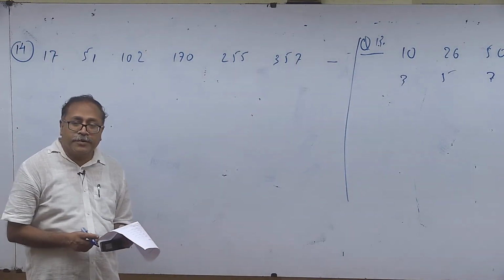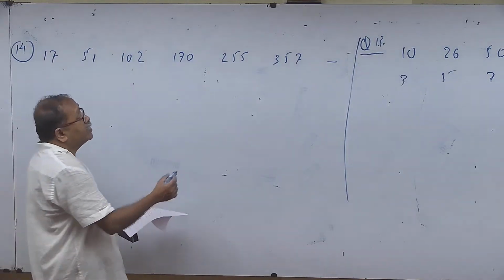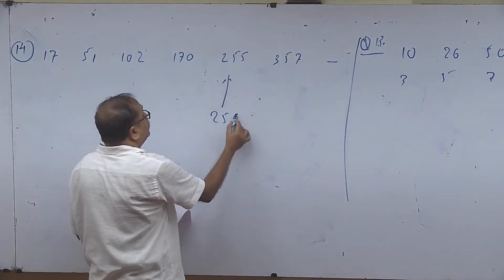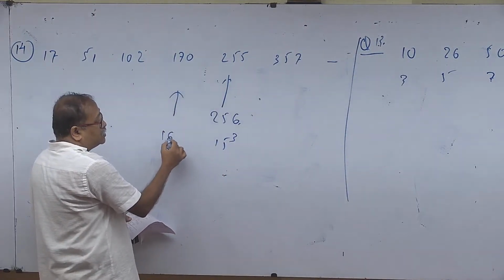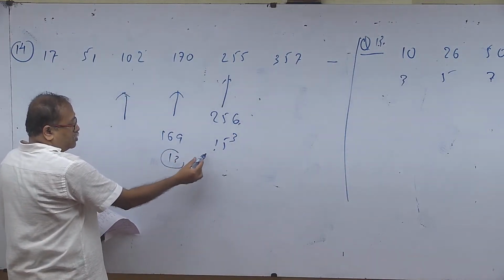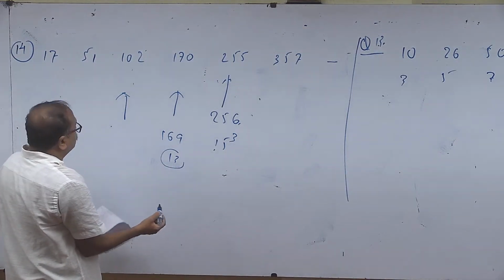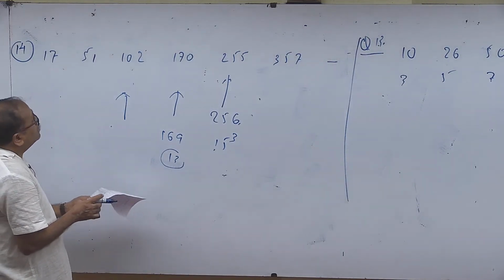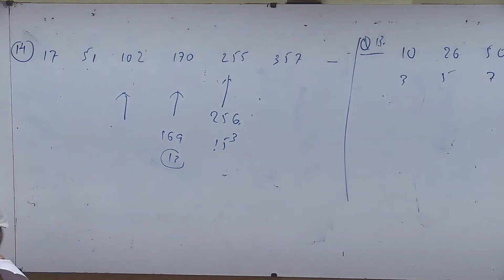What is 16 square? I am writing here 256. 15 square. What is 13 square? 169. This is 13. So 11 square 121. So if I go with the 11 square, there is a mismatch over here. Then if I go for 7 square, 49, there is a mismatch. It's not matching with that logic I was looking for. So I will change the logic then.